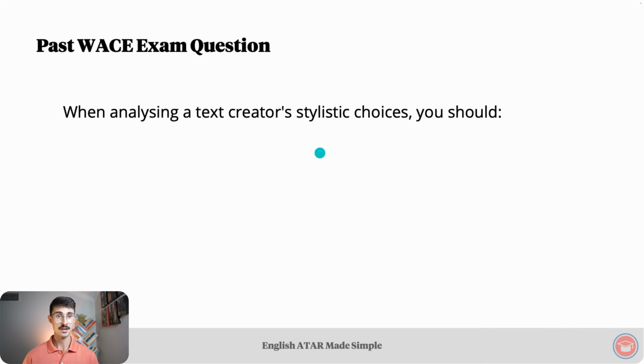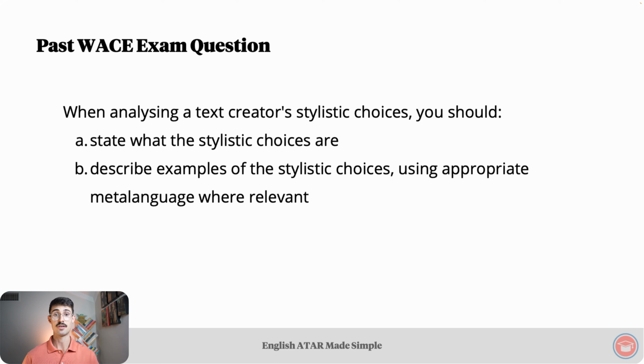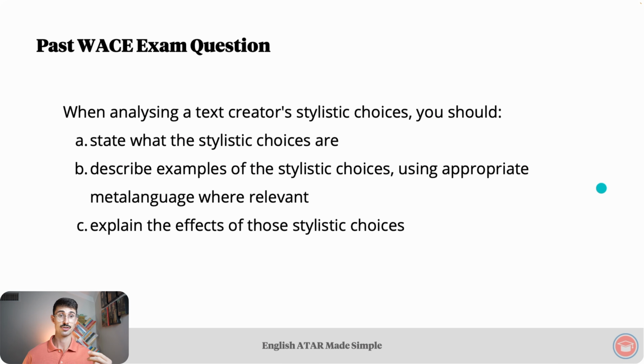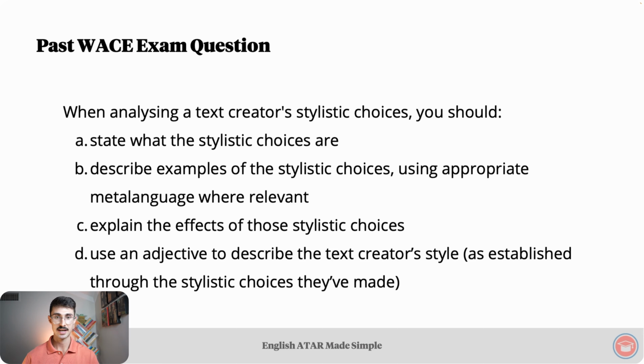And we saw that when analyzing a text creator's stylistic choices, you should firstly state what the stylistic choices are. Secondly, describe examples of the stylistic choices using appropriate meta-language where relevant. Meta-language is essentially using the terms that are in the language features Bible in the right way when you're describing textual evidence. There's a lesson that goes into more about meta-language at the beginning of Module 3. After you've described the examples of the stylistic choices, then you should explain the effects of those stylistic choices. And lastly, use an adjective to describe the text creator's style as established through the stylistic choices the text creator has made. That is it for this lesson.